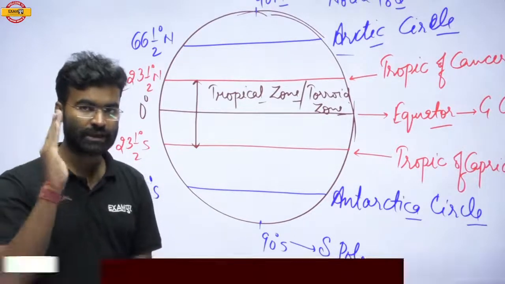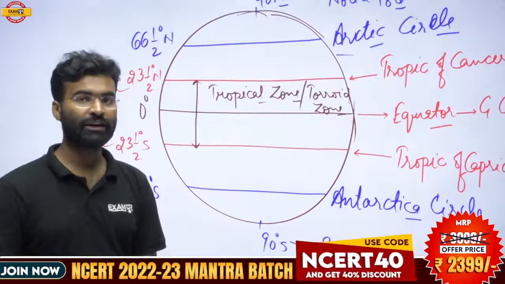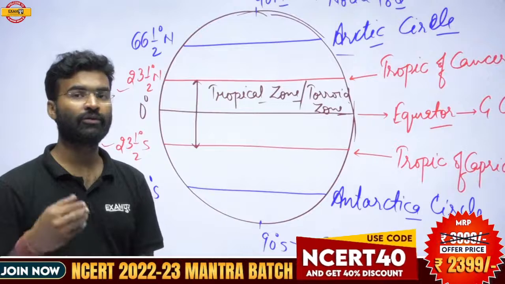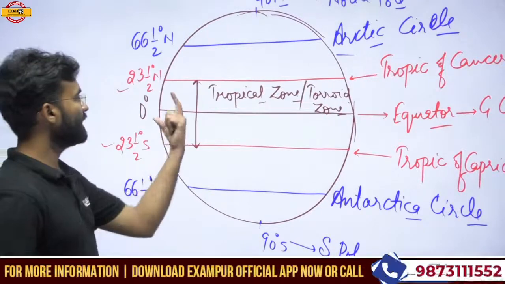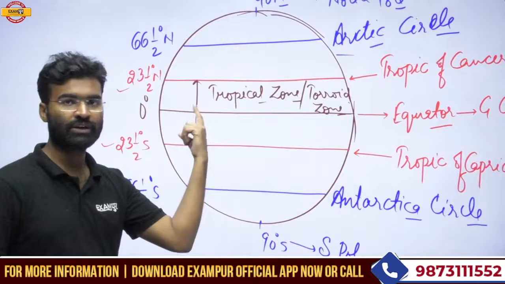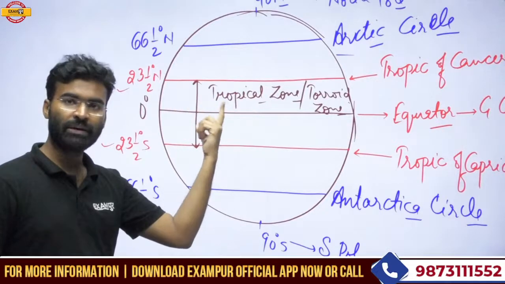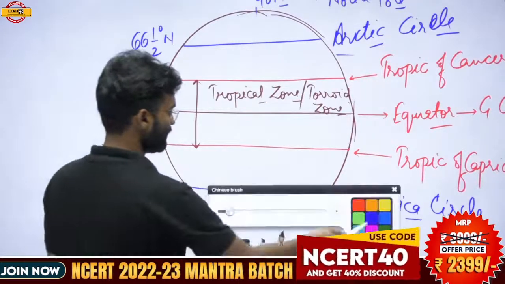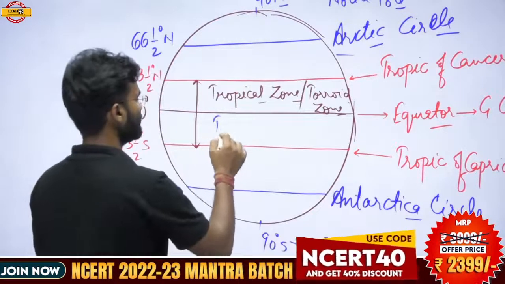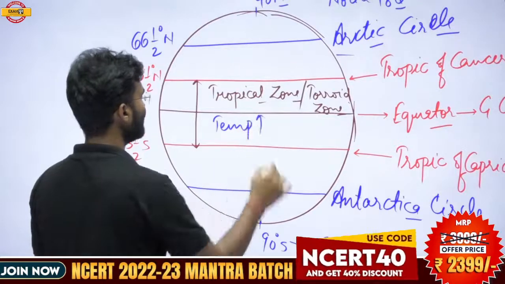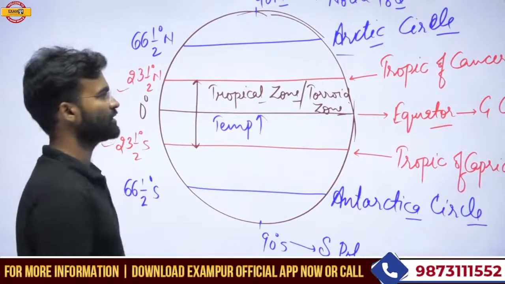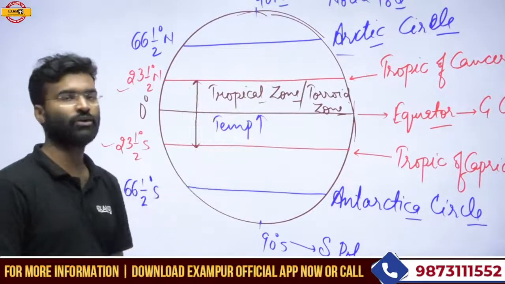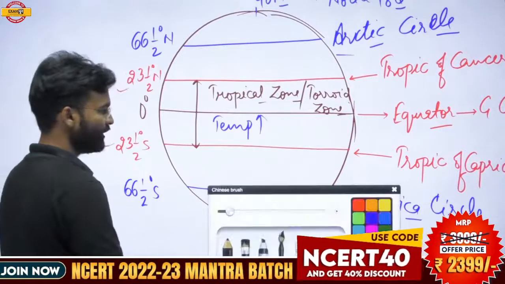If the sun rays fall vertically on any particular place, then the energy per unit area will be very high. So this zone gains the maximum energy from the solar radiation. So the temperature of this zone is relatively high. Okay, so the maximum temperature on the Earth's surface is found in this zone.